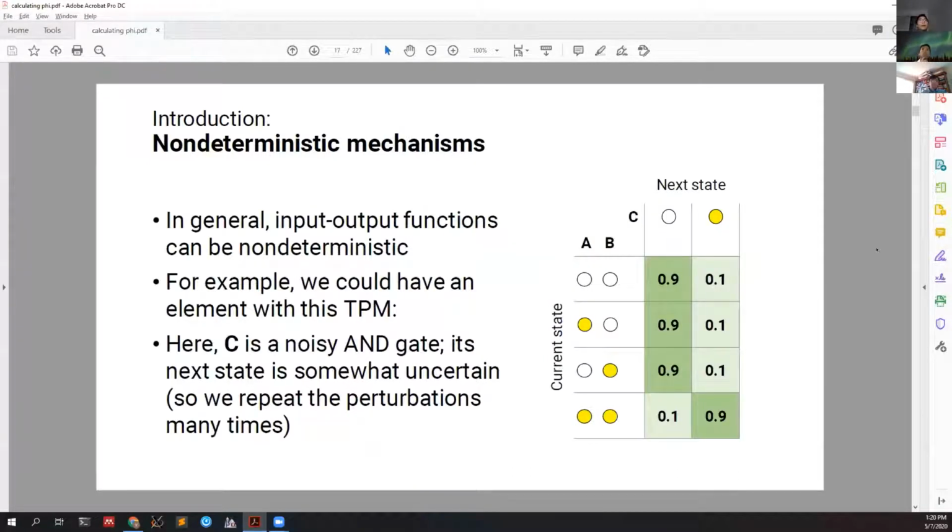So in the previous example, C has an input-output function which is deterministic, but generally speaking, this input-output function can be non-deterministic. So for example, in this case, C can be off when given off states from both A and B with a probability of 0.9, which is not deterministic. So maybe C can be considered as a noisy AND gate.